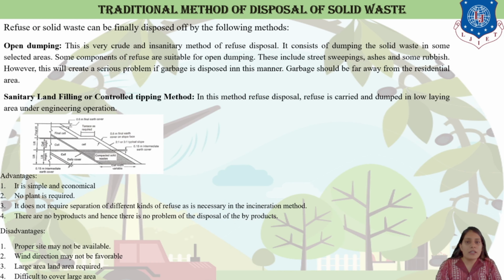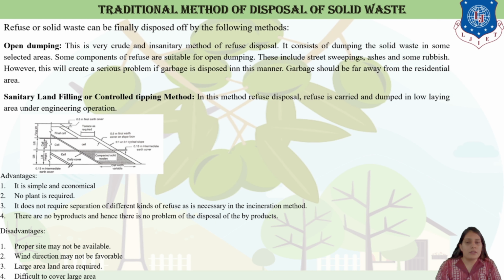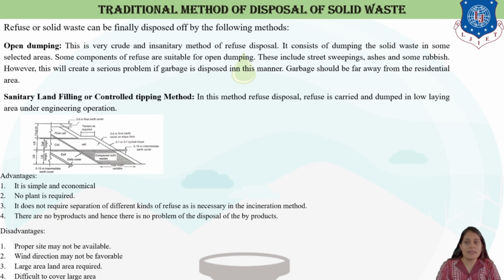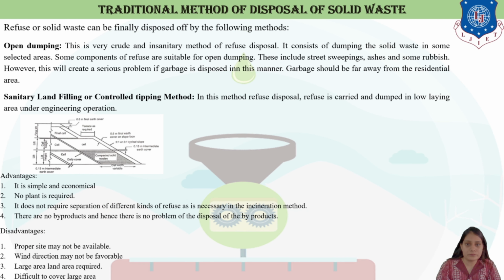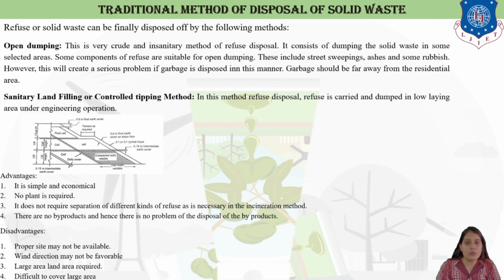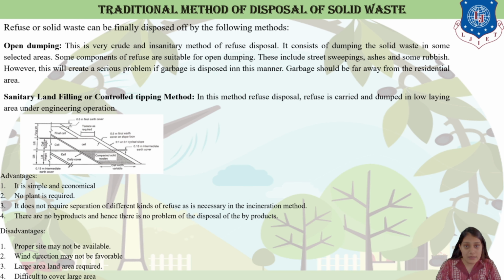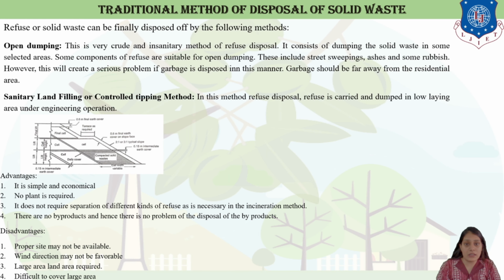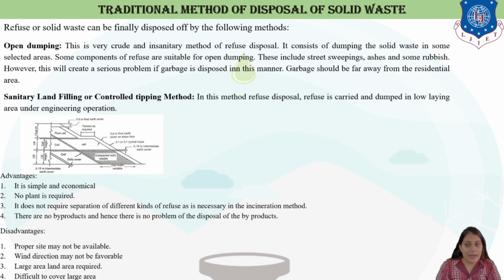This is a very crude and insanitary method of refuse disposal, right? It consists of dumping the solid waste in some selected areas. That is our selected area in Ahmedabad city, right? So this is what we are going to learn: if we do open dumping, what will happen? It generates some gas, it generates some hazardous materials from the waste which is collected, and what next steps should be done towards that?